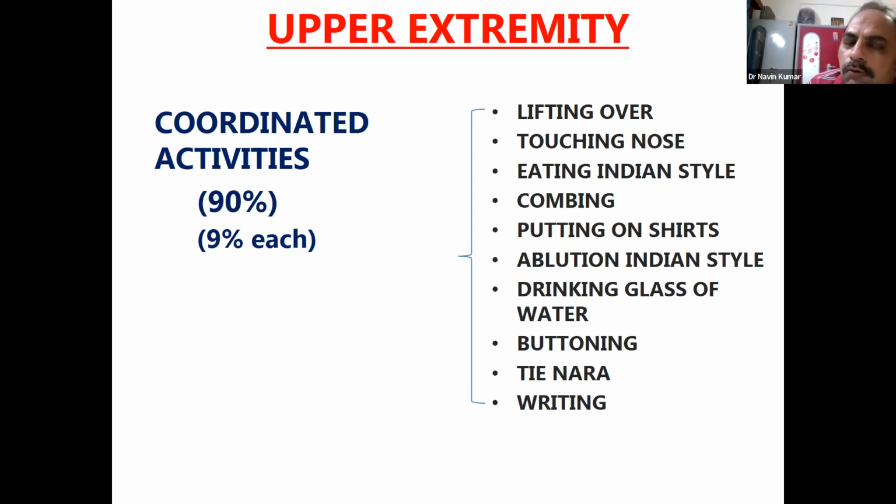Coordinated activities. Basically, if you see the list, they are activities of daily living: lifting an overhead object, touching nose, eating Indian style, combing, putting on shirts, ablution Indian style, drinking a glass of water, buttoning, tying nara, or writing. So all these are Indian activities of daily living, and there are a total of 10 activities. The percentage for each is 9%. If the person is able to do the activity, we give 0; not able to do, 9%; but if able to do with difficulty, 4.5. That is the way grading has to be done.